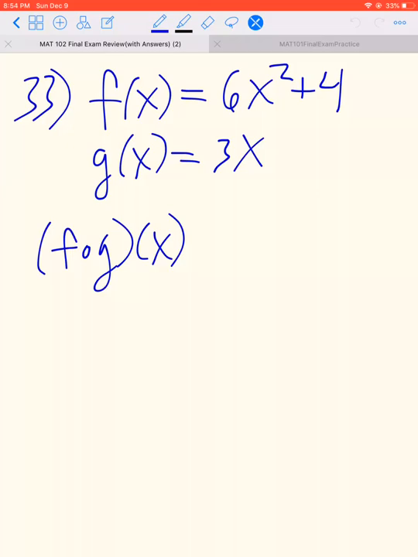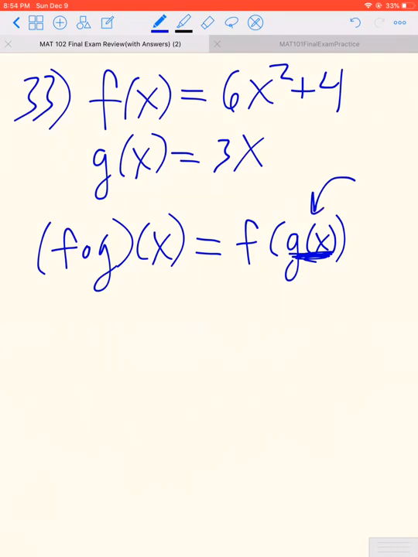In question number 33, they give us two functions, and they want us to find f open circle g of x. Remember, this notation is composition. This is f composed with g of x, which means take f of x and evaluate it at the function g. So the outermost function is going to be the function f, and what we're plugging into f is going to be g of x.